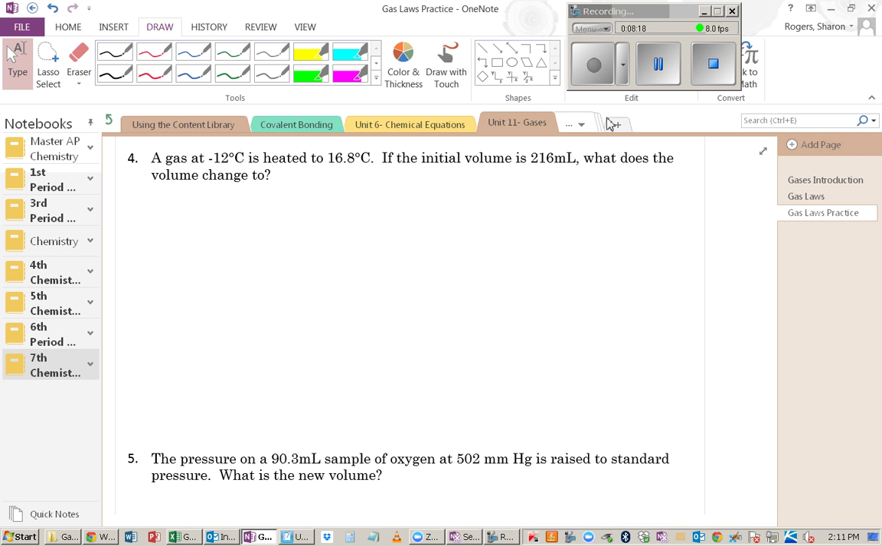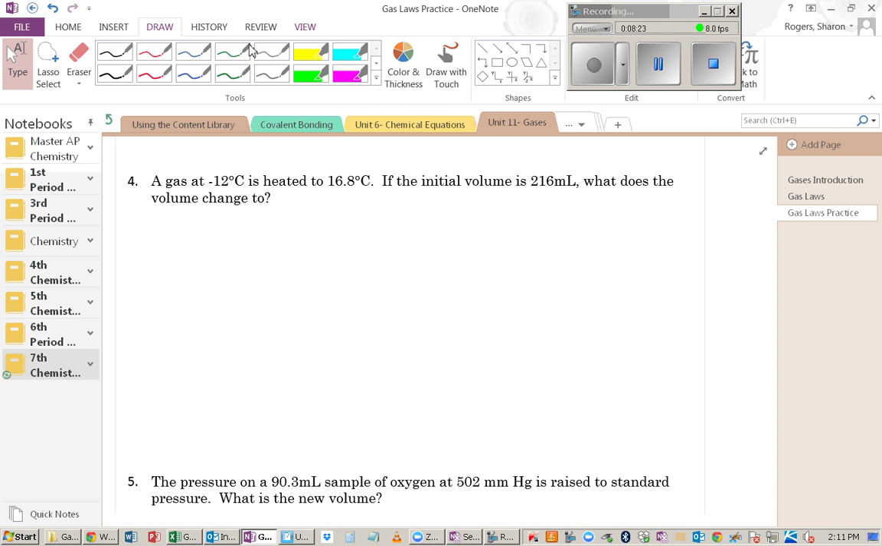All right, let's go to number 4. In number 4, a gas at negative 12 degrees Celsius is heated to 16.8 degrees Celsius. If the initial volume is 216, what is the volume changed to? So we have temperature and volume. Temperature and volume. So that's going to be Charles' law, which looks like this.